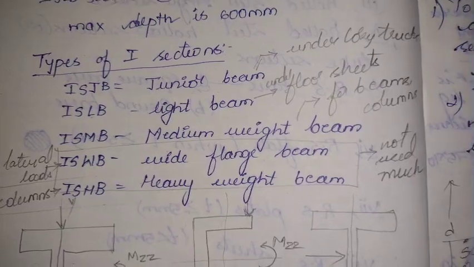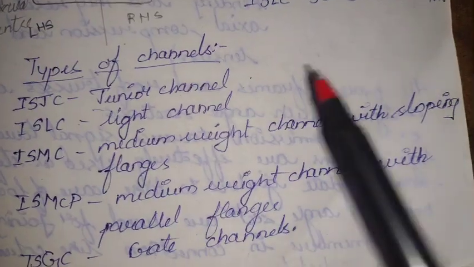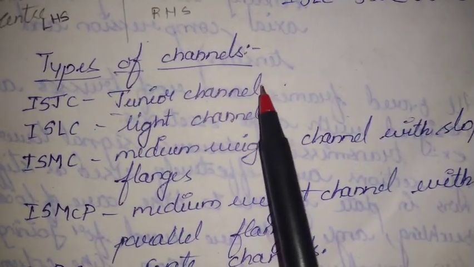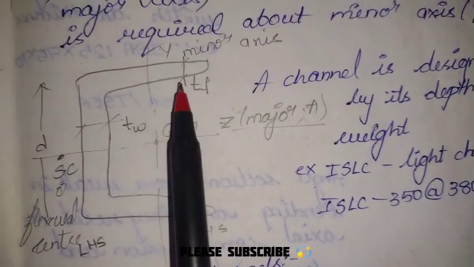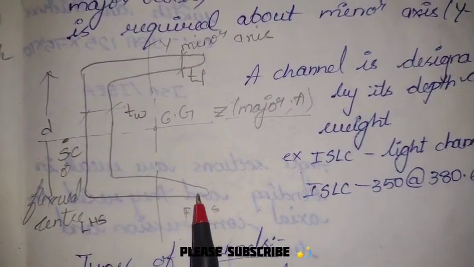Next we are having the types of channel sections. Whenever I am telling you the channel section, see, this is the C section we are having.